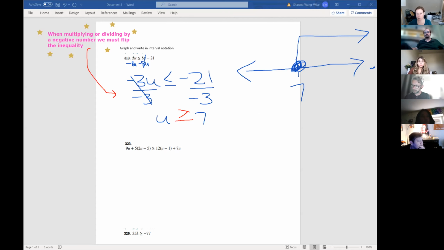All right, interval notation. Bracket 7, comma, infinity, parentheses. Perfect. Nice. See, you did it. All right. Does anyone have any questions on this one? No?